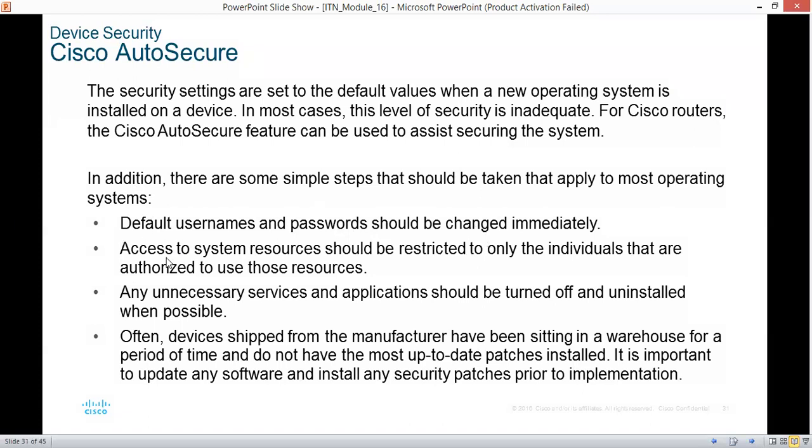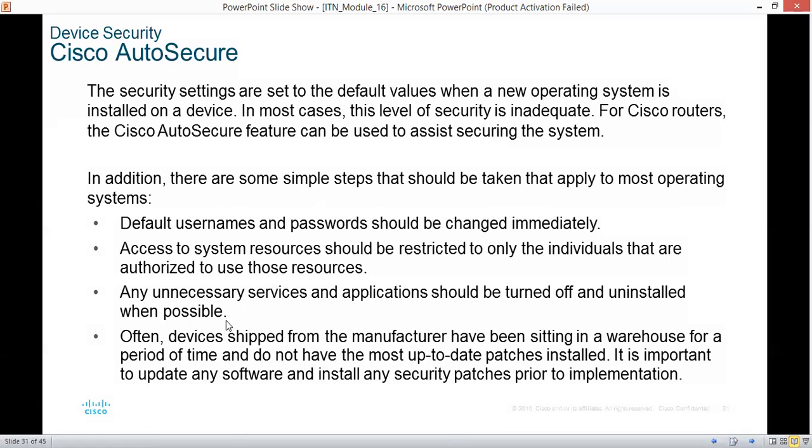Access to system resources should be restricted to only the individuals that are authorized to use those resources. So any unnecessary services and applications should be turned off and uninstalled when possible.